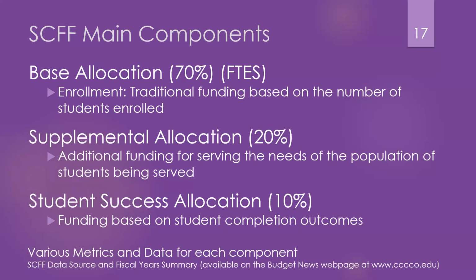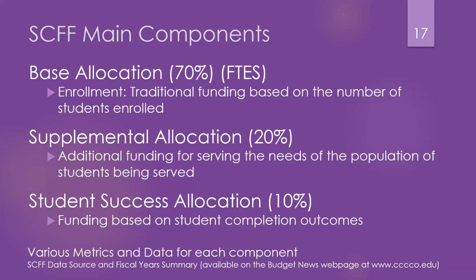The supplemental allocation is additional funding that we receive for serving the needs of populations based on our students. If they are underserved or need additional services, then the state is providing some additional funds to help supplement the efforts that are needed to help students, maybe opportunity for low-income students, or if we need to improve equity of access, then this is the component that targets that.